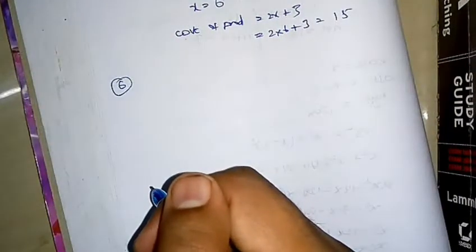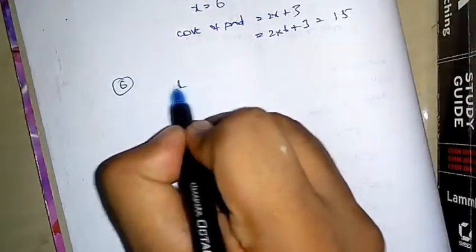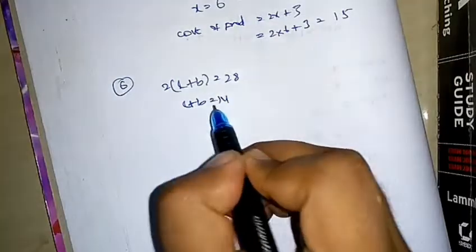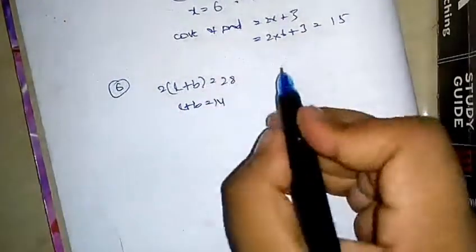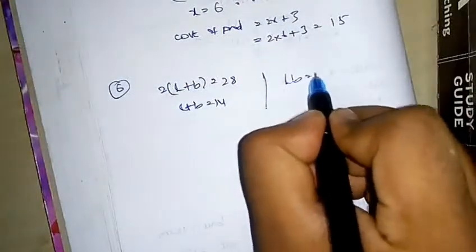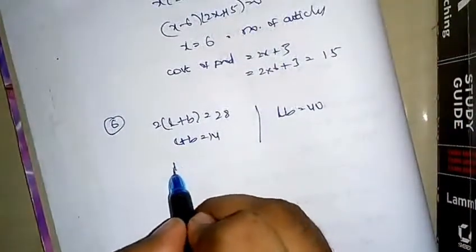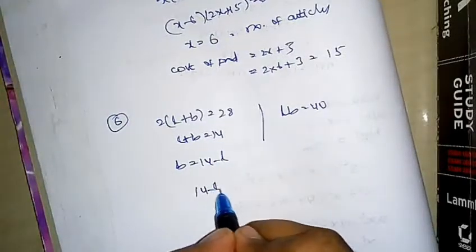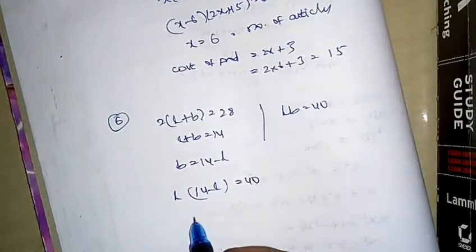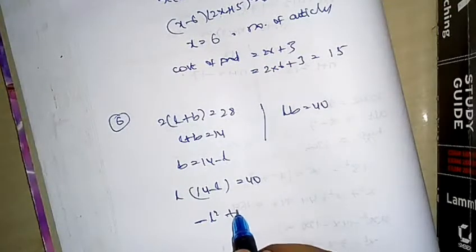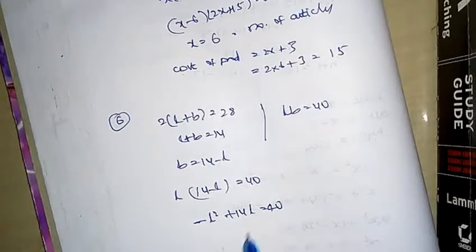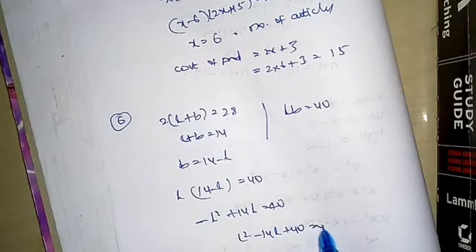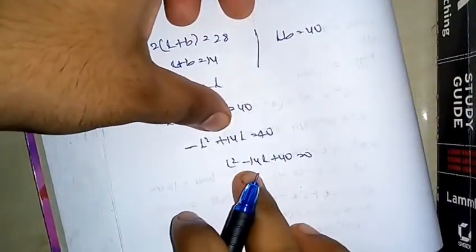Find the dimensions of a rectangle whose perimeter is 28 meters. 2 into L plus B is equal to 28, which implies L plus B is equal to 14, and whose area is 40, so LB is equal to 40. So what you can do here is, you can write B is equal to 14 minus L. Substitute this in the equation, you get L into 14 minus L is equal to 40. So minus L square plus 14L is equal to 40, or L square minus 14L plus 40 is equal to 0. 10 into 4 is 40, so minus 10 plus minus 4 is minus 14.